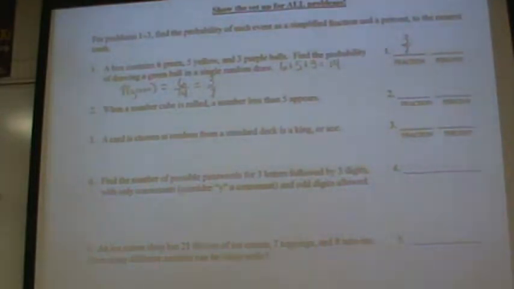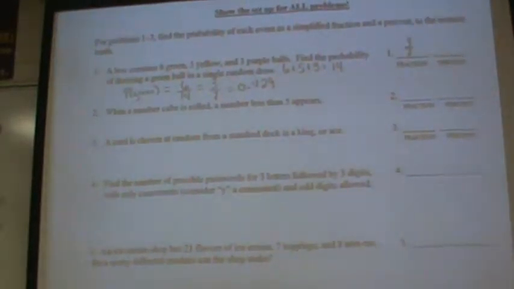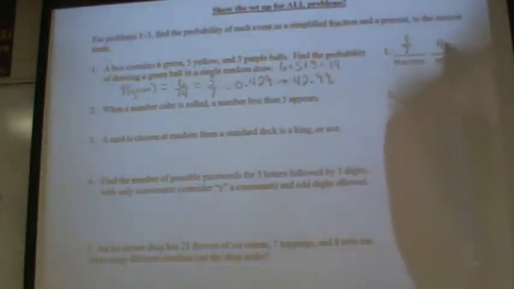Now, to find the percentage, you're going to take this fraction, divide it, and you're going to get a decimal. You're going to get 0.429. That decimal you're going to multiply by 100, and that gives you a percentage of 42.9%. So your percentage is 42.9%.